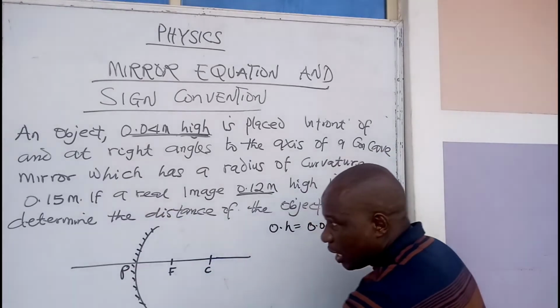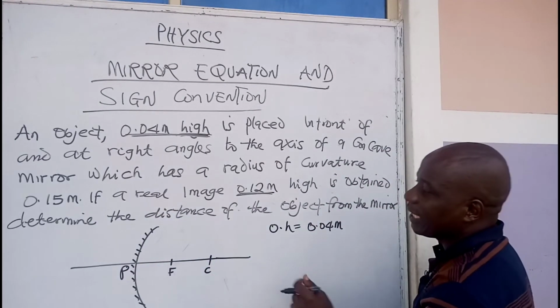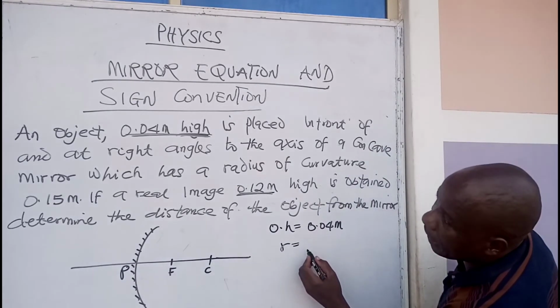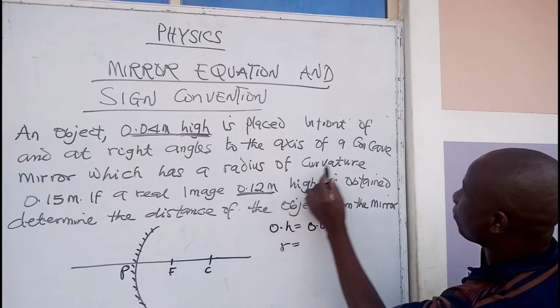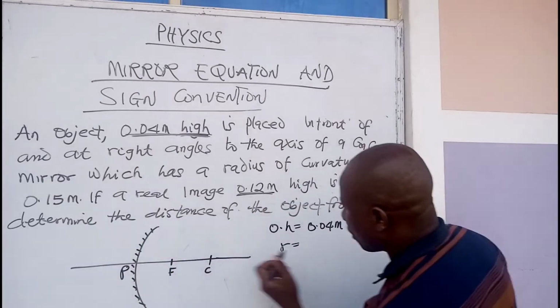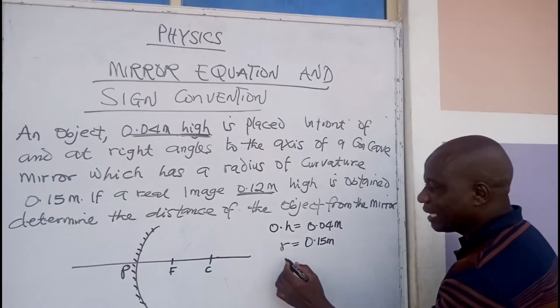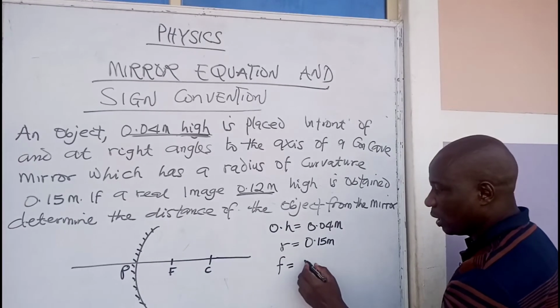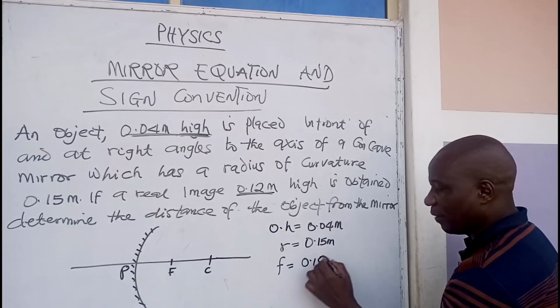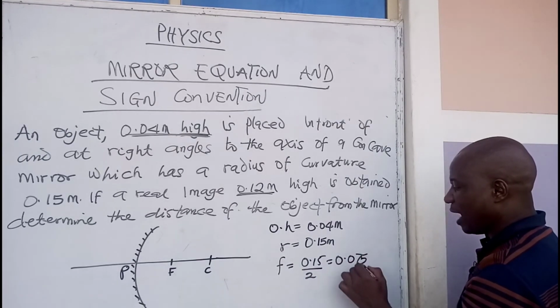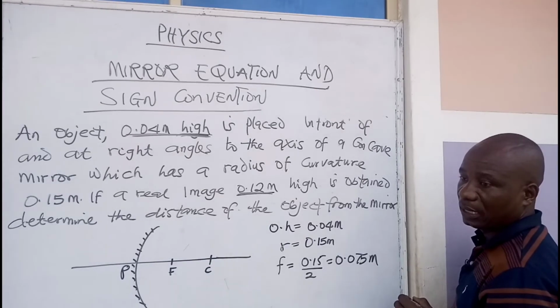This is a concave mirror, which has a radius of curvature. It means our R is 0.15 meters. And to get our F, we divide by 2. That is 0.15 divided by 2, that is 0.075 meters. That is our F.